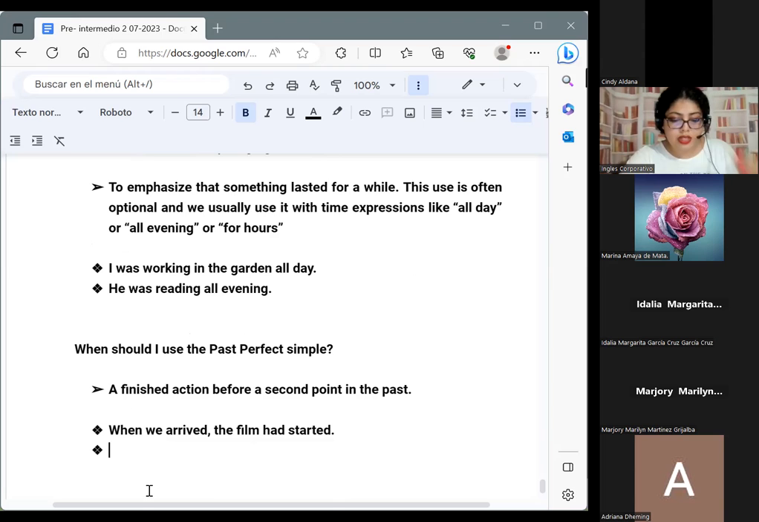I had eaten dinner so I wasn't hungry. Pues yo le estaba contando a alguien que ya había comido, que ya había cenado y que por eso obviamente no tenía hambre cuando me invitaron a salir. Maybe it could be the situation. It had snowed in the night, so the bus didn't arrive.